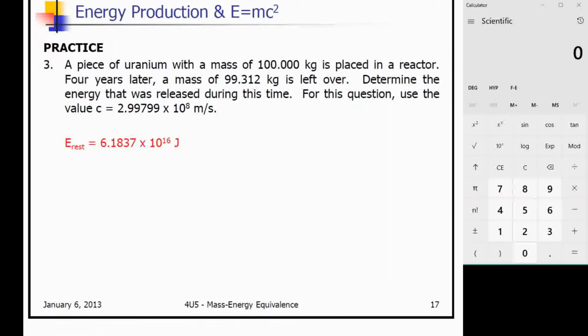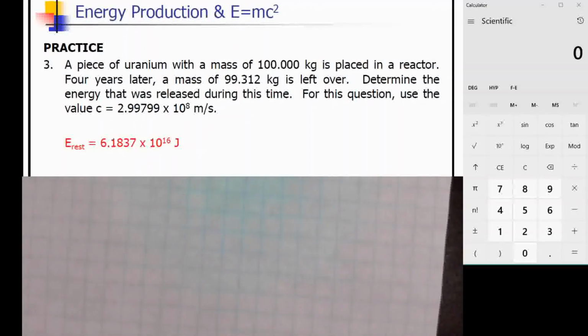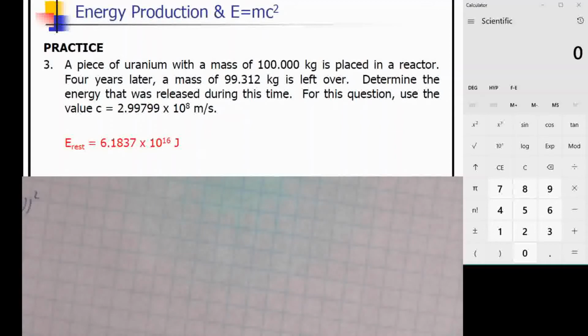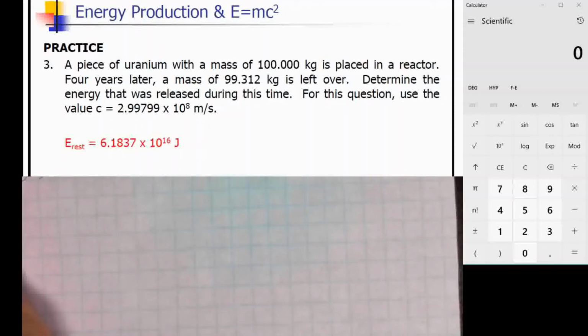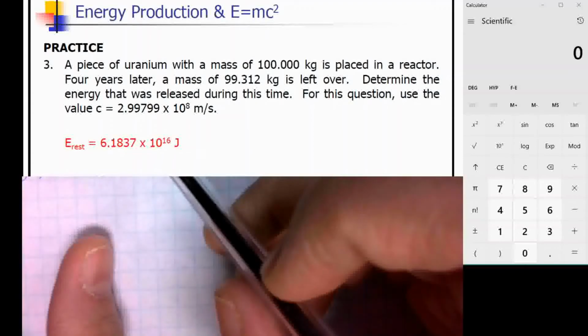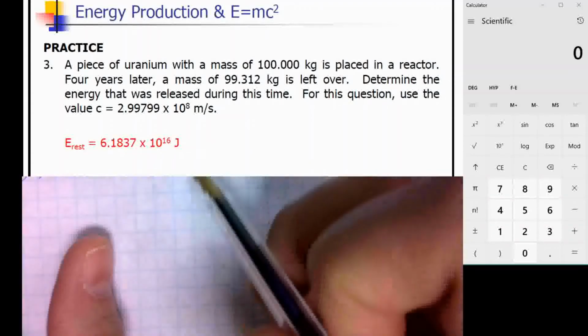So let's look at a question here. If we have a piece of uranium and it has a mass of 100.000 kilograms, and that's accurate to the nearest thousandth, and we put this in a reactor. It says 4 years later, the mass has decreased to 99.312 kilograms. So determine the energy that was released during this time. And we're asked to use the more accurate value of c, 2.99799 times 10 to the 8. So it's quite an accurate value. So we're going to have 6 significant digits for this question. Actually 5, we're limited on the mass.